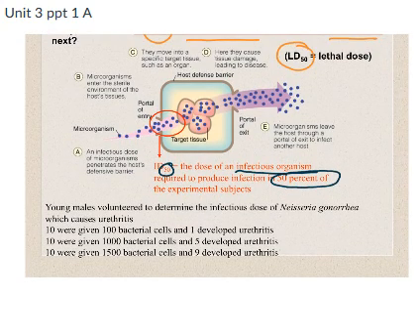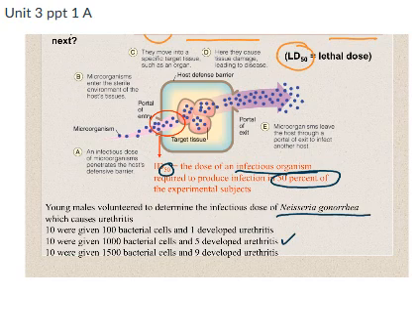If you take a look at the bottom here, I just want you to please focus on the one in the middle. So you have young males that volunteer to determine the ID 50 of Neisseria gonorrhea. Gonorrhea is an STI, or sexually transmitted infection, and it causes urethritis. Itis is an inflammation of, so this is an inflammation of the urethra. If you take a look at the middle example right here, 10 subjects were given 1,000 bacterial cells, and 5 of them developed this inflammation of the urethra.